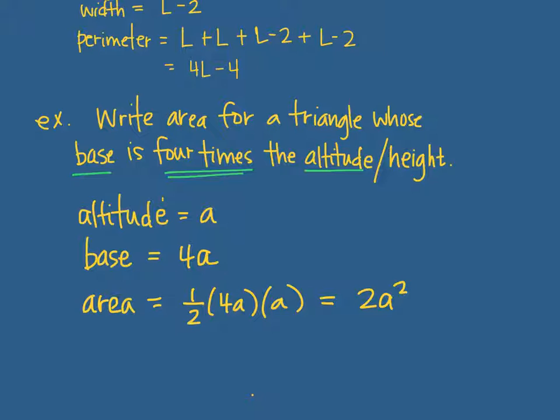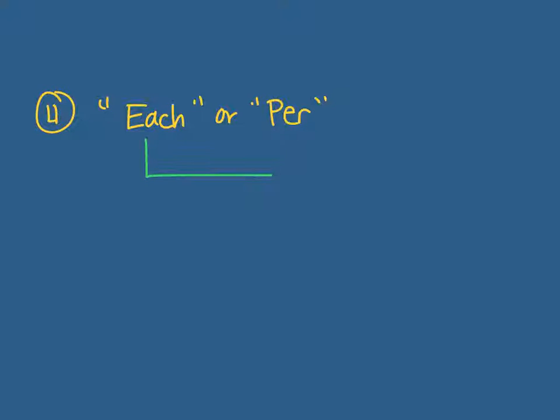All right, the fourth and last topic is the idea of the words each or per. If those words show up, they imply that you must include a variable. So if you find those words showing up in a problem, make sure in both of the cases, you're going to include a variable.